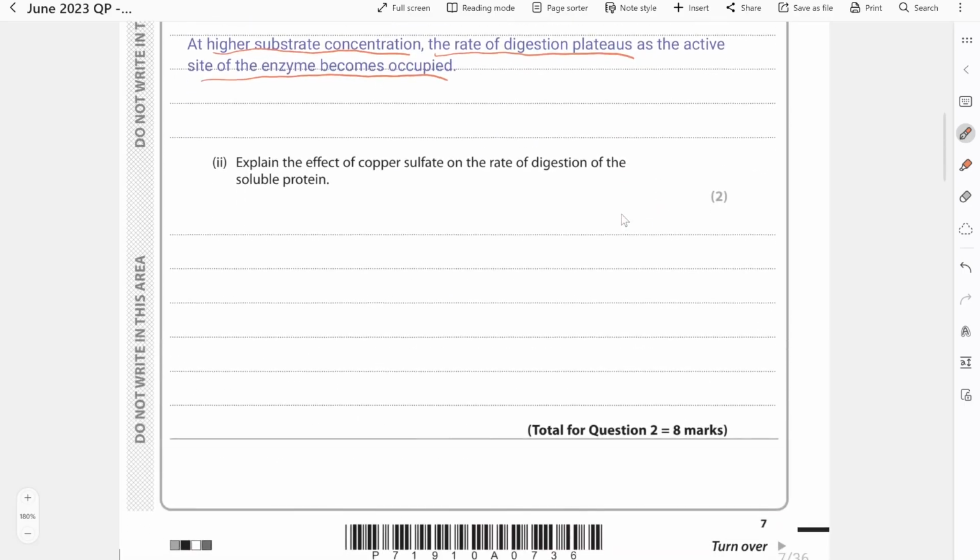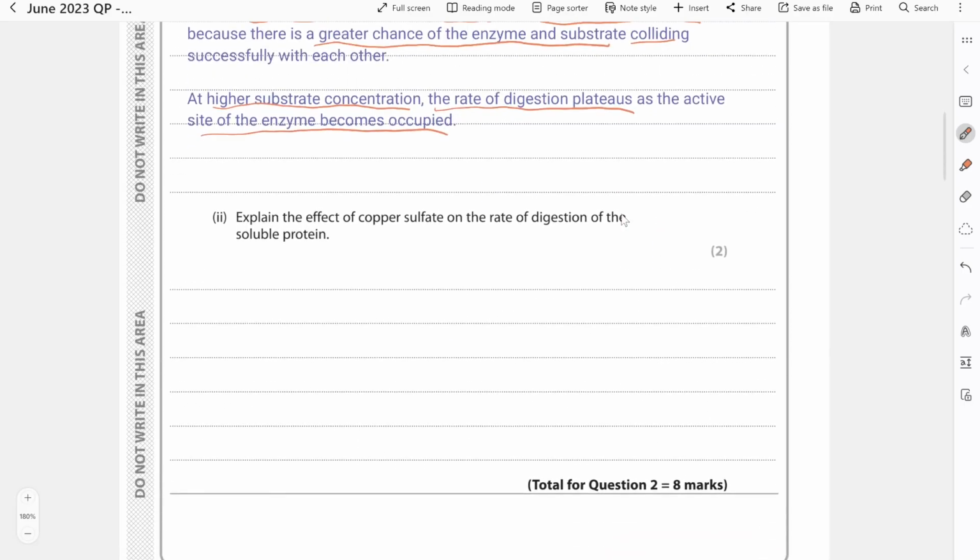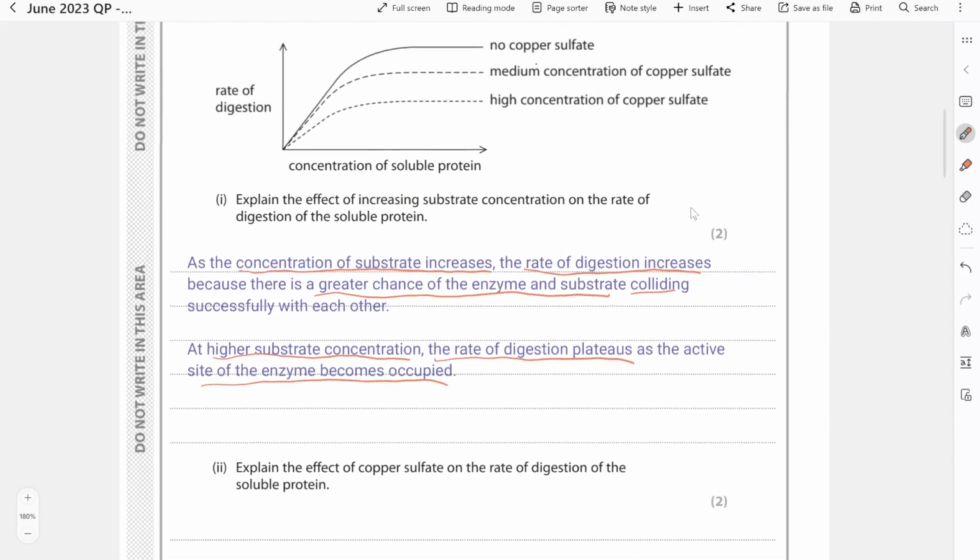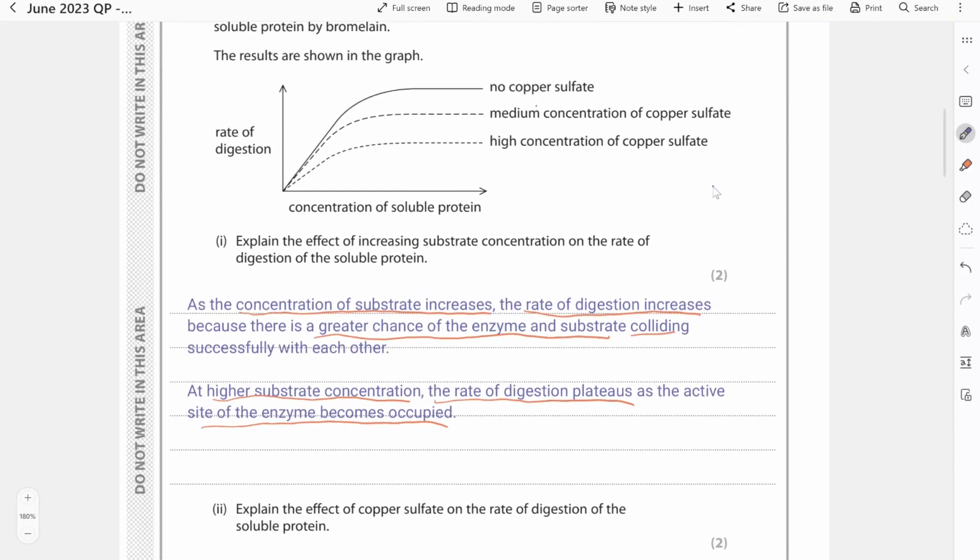All right, let's move on to part 2. Explain the effect of copper sulfate on the digestion of the soluble protein. So we can see from this graph that if you keep adding copper sulfate, it'll lower the maximum rate of digestion. And the only kind of inhibitor that does this is a non-competitive inhibitor. If it was a competitive inhibitor, it would look something like this, in which eventually it would reach the top. But in this case, it's not, so it's non-competitive.